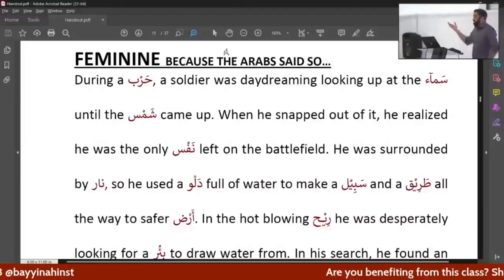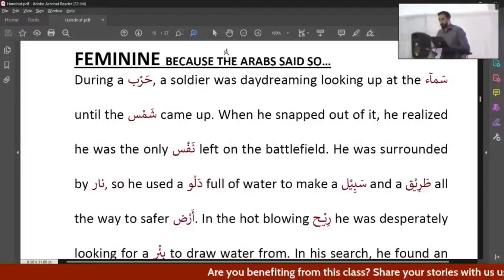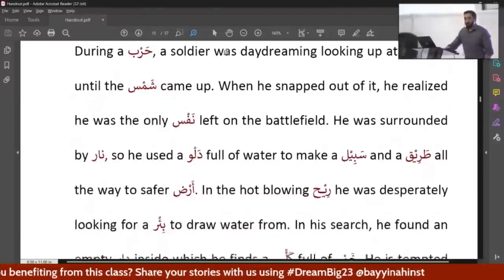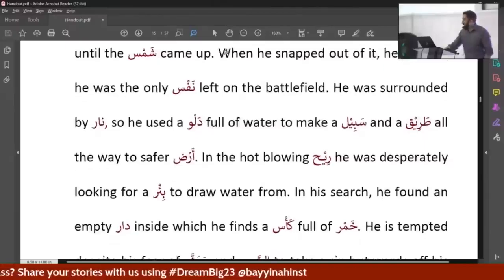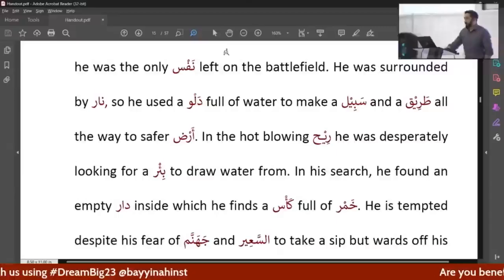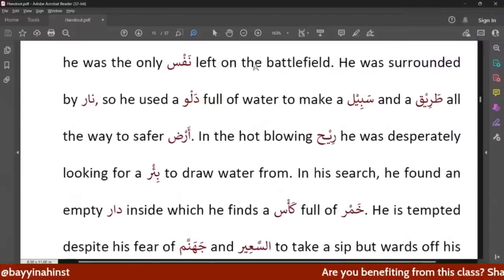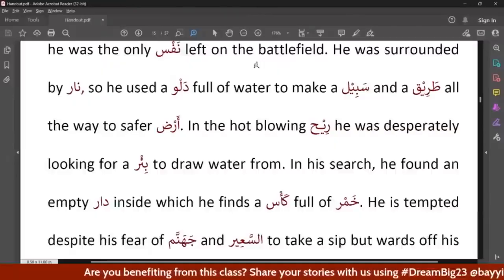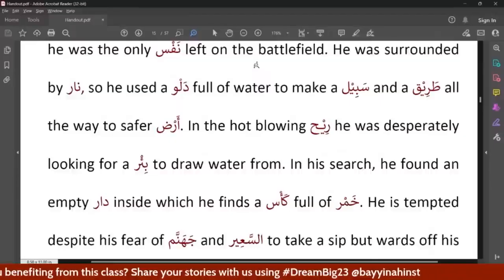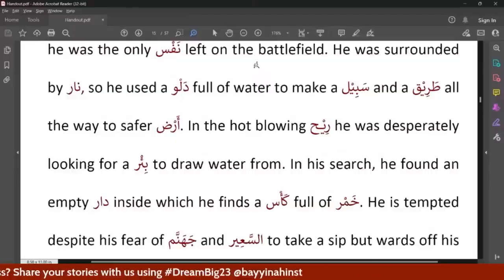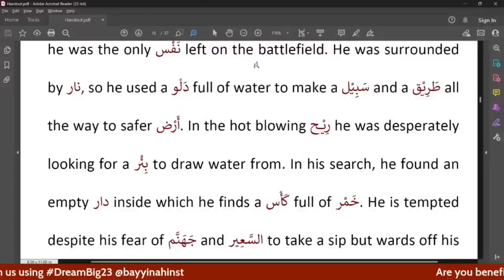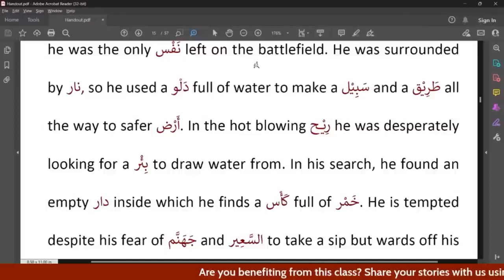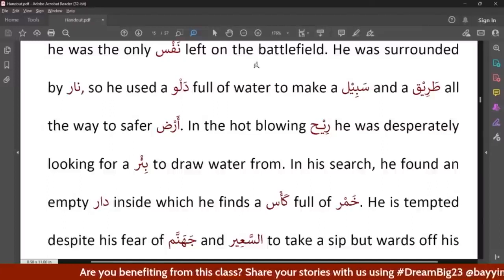Left on the battlefield. He was surrounded by nar. Feminine. Fire. So he used a dalwun. A dalwun means a bucket. A bucket. Or as it is known in some parts of the world, a balti. Okay, a bucket. Full of water to make a sabil. What's a sabil? And a tariq. 2 words for path. Both of them are considered what? Feminine. Okay. All the way to safer ard, land. Okay, land. Ard is feminine.